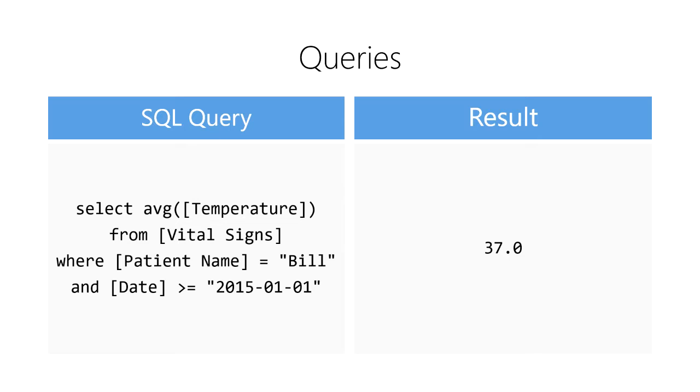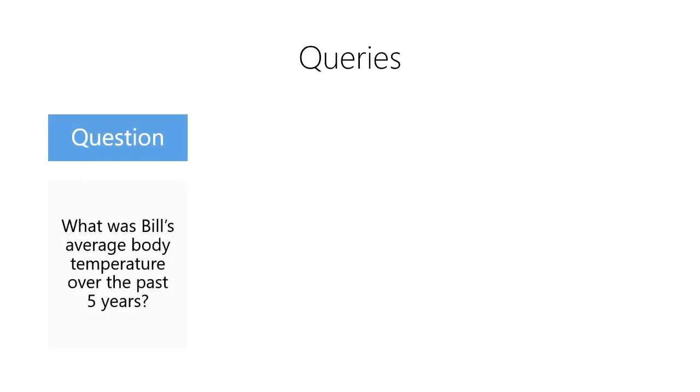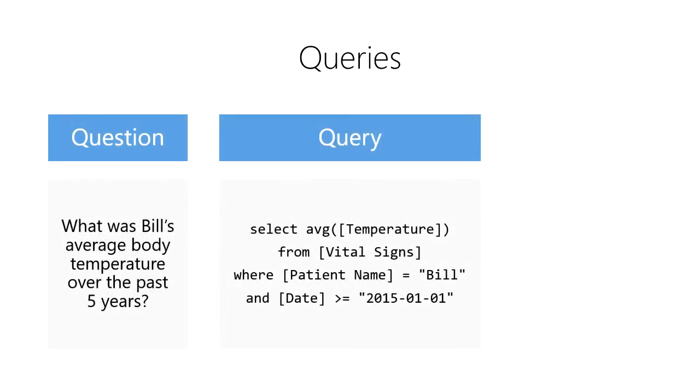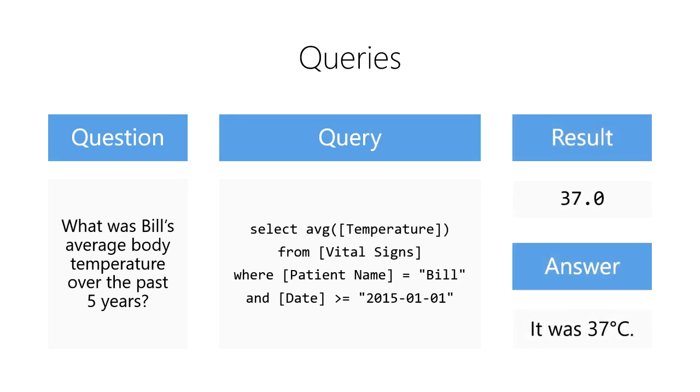As we can see, the result of executing this query is 37 degrees Celsius. Essentially, this is how we get from a question to an answer using a query. We start with a question in our natural language, we construct a SQL query to express that question to the computer, we execute the query which returns a result, and then we express that result in the form of an answer to the question. Queries are the primary tool used for extracting information from tabular data in data science.